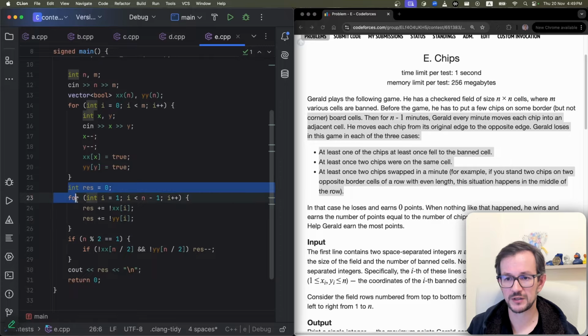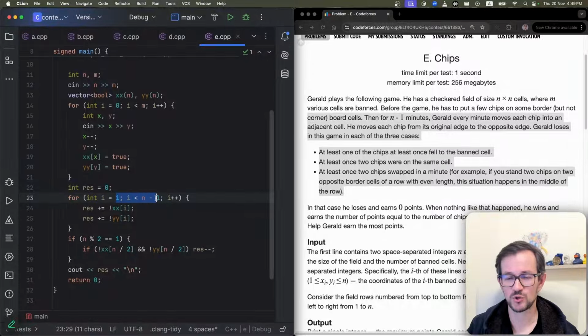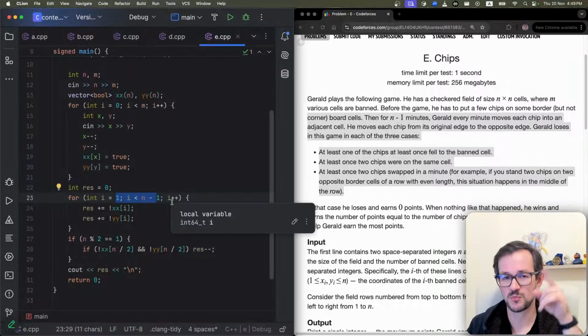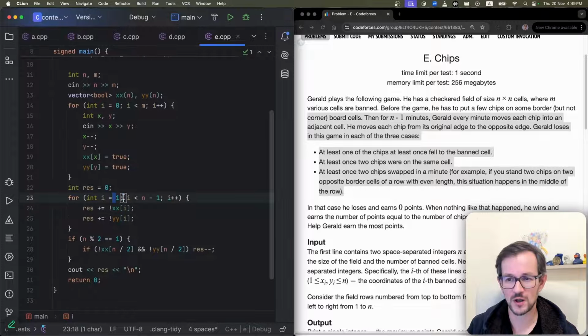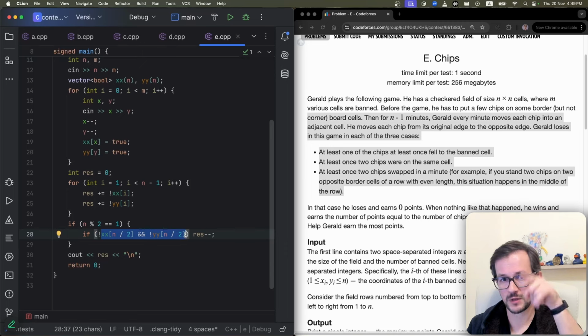Here I just calculate the number of columns and rows which are not bent, except the border ones, because we cannot put a chip in the corner. So we go from 1 to n-1. And in the end, I make this correction. If n is odd, I check if both the middle column and middle row are non-bent, then I make a correction by 1 here.